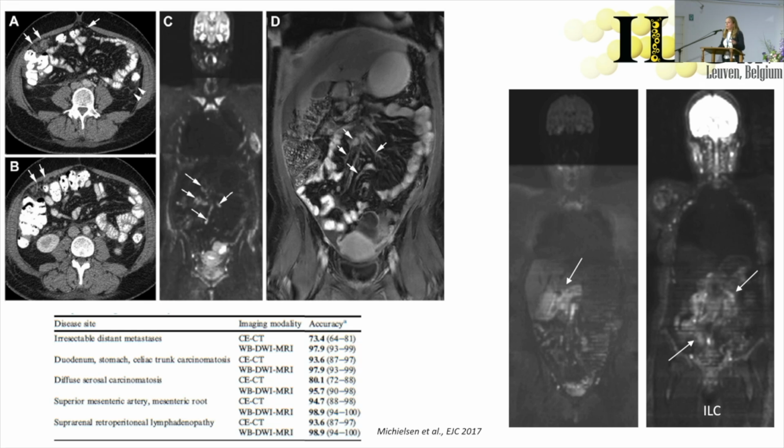Here is the thing that whole body diffusion weighted MRI is particularly good at, where it really exceeds the performance of the CT, and that is in the evaluation of peritoneal disease, with a very high accuracy to detect multifocal serosal involvement of the small and large bowel, with accuracies of about 90%, and those are most of the time the regions where CT really struggles to identify these disease locations.